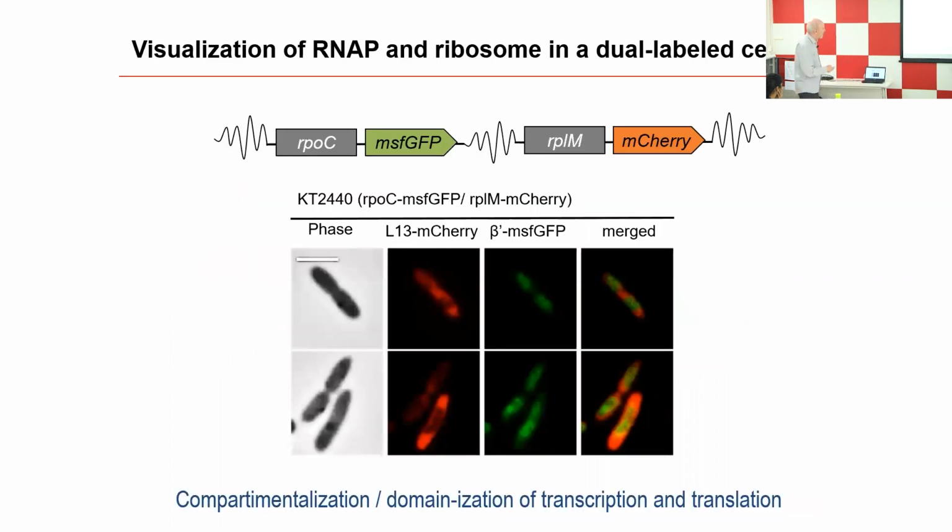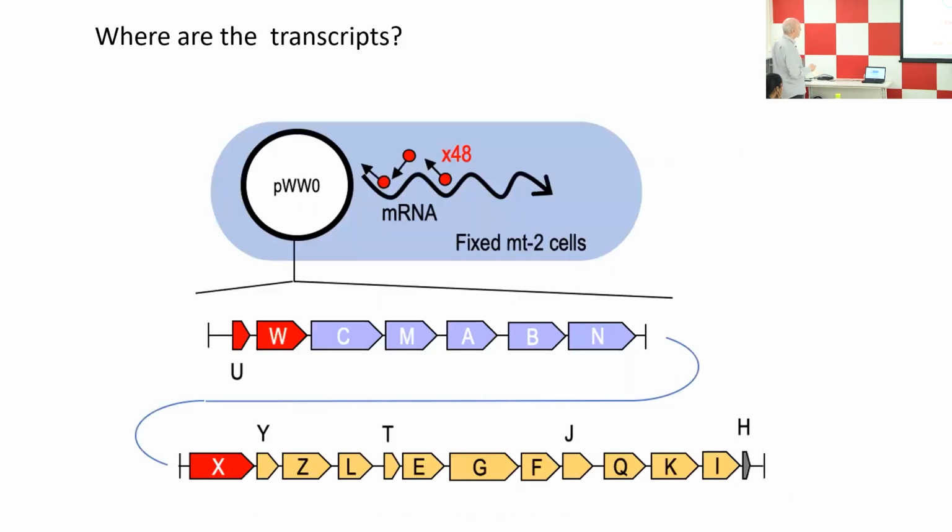Okay, so in fact, when you label RNA polymerase and ribosomes simultaneously, you see that they occupy different niches, different locations inside the cells, which is quite interesting.